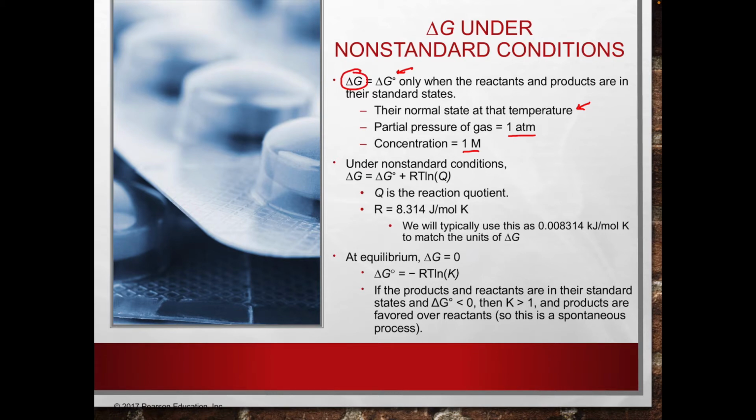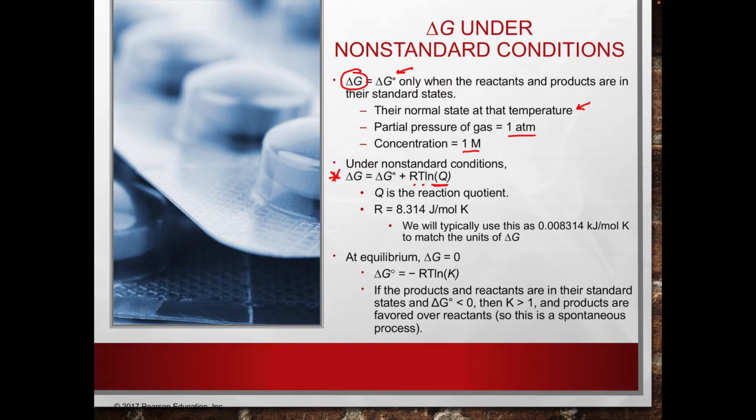Okay, so we can relate delta G and delta G naught by this equation. Delta G is equal to delta G naught, our standard Gibbs free energy, plus R times T times the natural log of Q. Q, if you'll recall, would be essentially like our equilibrium constant, but it's when it's not at equilibrium. It's called the reaction quotient, but we calculate it the same way, right? It's products raised to the power of their coefficients over the reactants raised to the power of their coefficients.